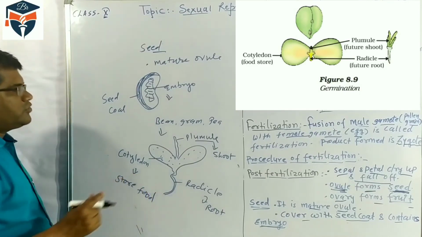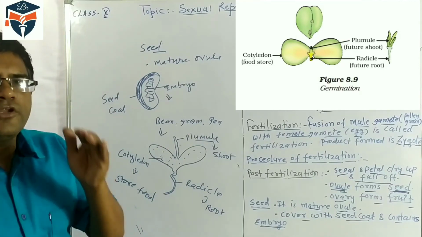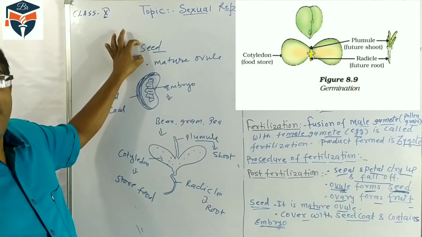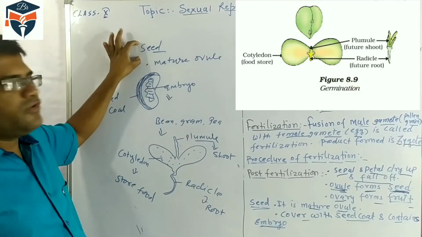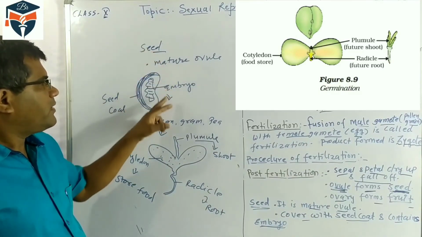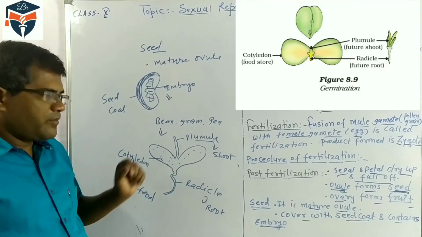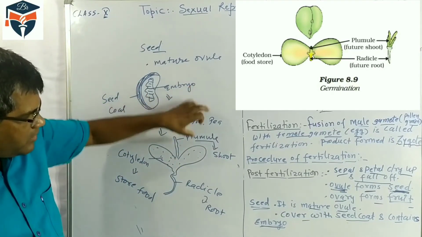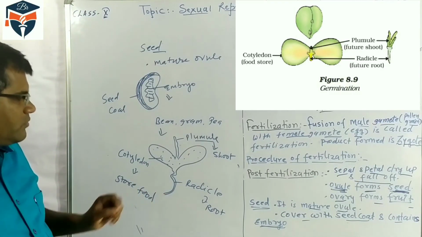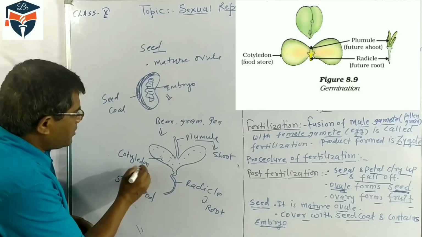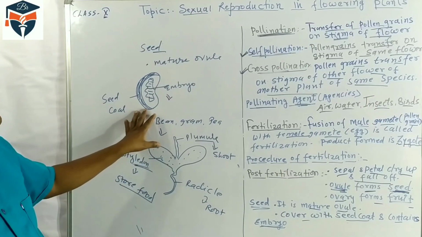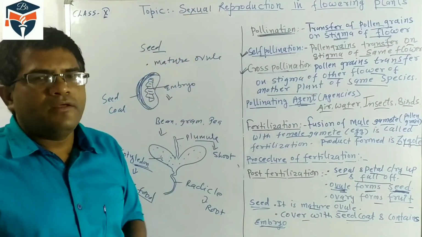The question is asked: what is germination? Germination is a process in which the seed gets appropriate conditions and germinates. Each seed has a baby plant, which is the embryo, and this embryo has three parts: the plumule, which develops into the shoot, the radicle, which develops into the root, and the cotyledon, which helps to store food. So this is all about sexual reproduction in flowering plants.